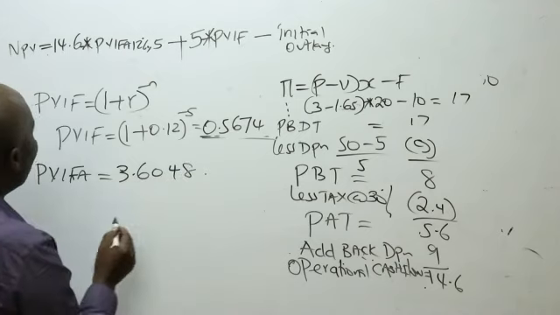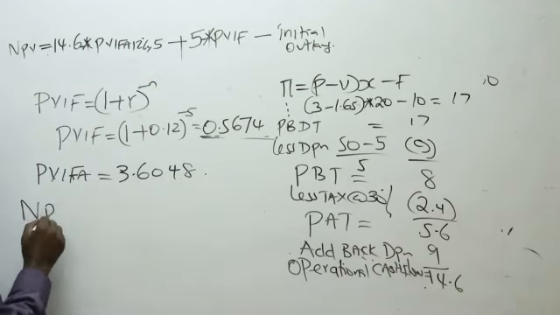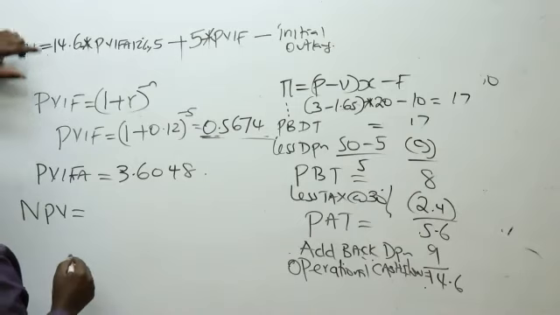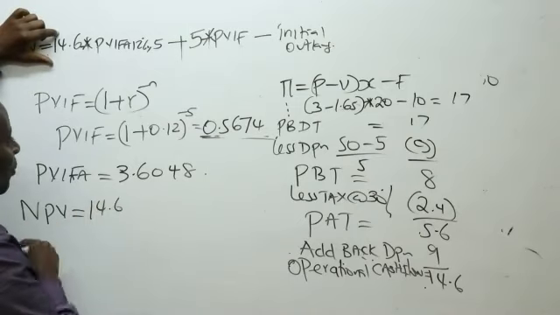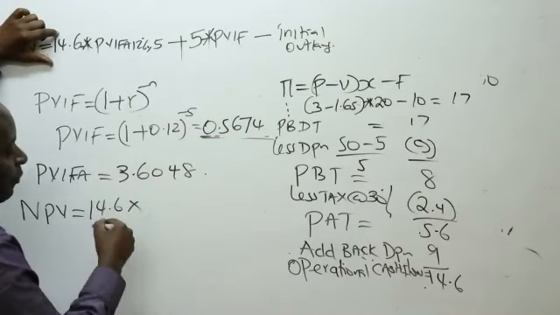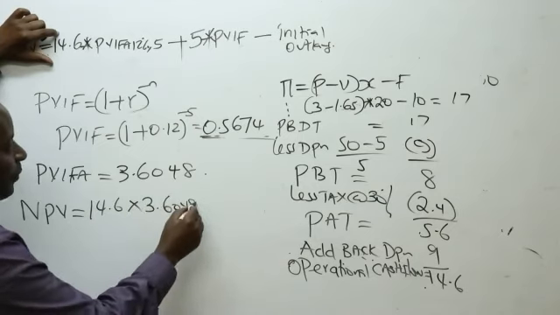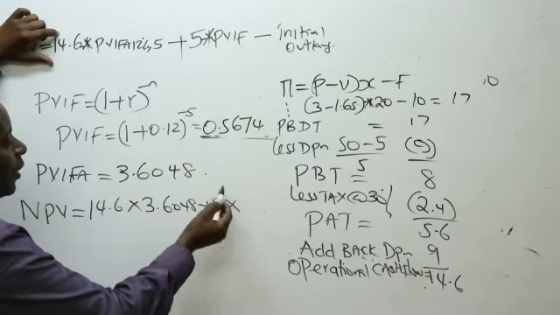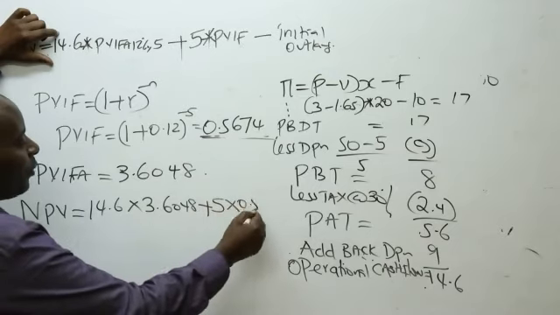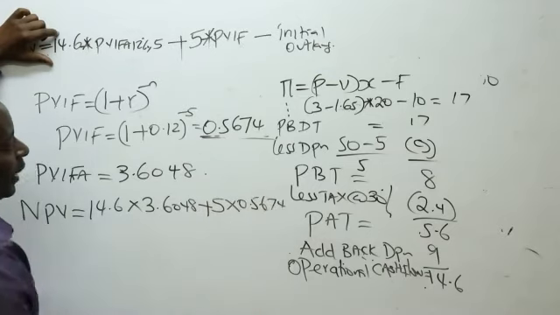0.48. And ladies and gentlemen, if that is the case, then my net present value will be equal to 14.6 times the PV FAR, which we have here, which is 3.6048, plus the 5 times the PV, which is 0.5674, minus the initial outlay.